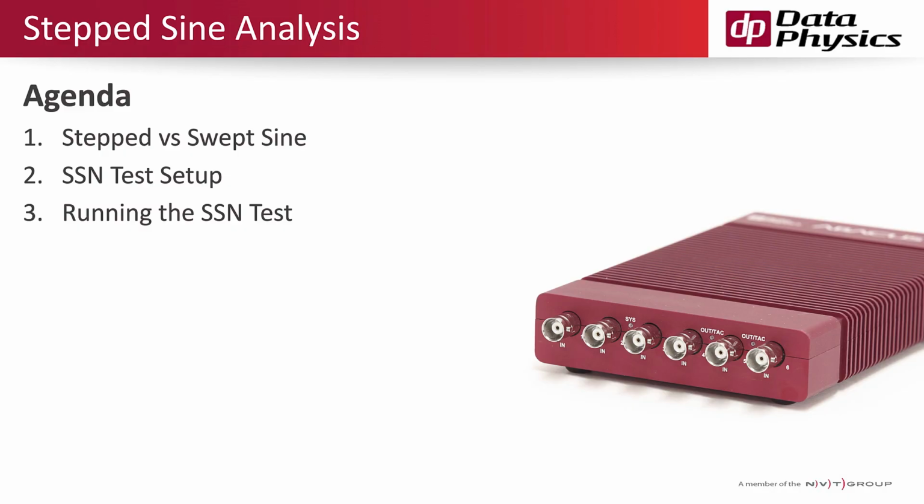That's where the stepped sine comes in. Stepped sine tests break the continuous frequency band down into discrete frequency steps. For each step, there's a prescribed settling time to allow the test article response to stabilize, and then measurements are taken. While this takes more time to run, it gives a more accurate response for highly resonant test articles.